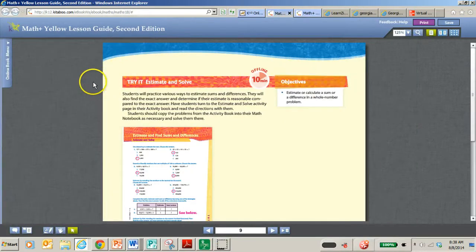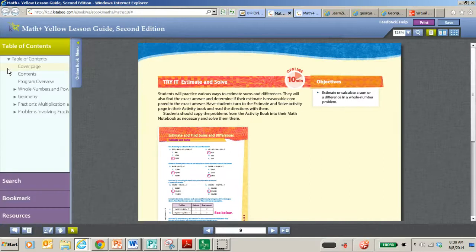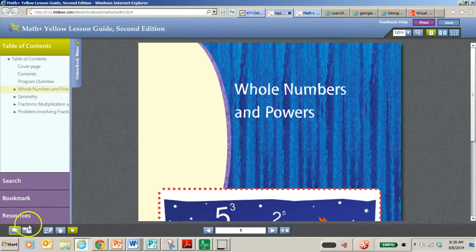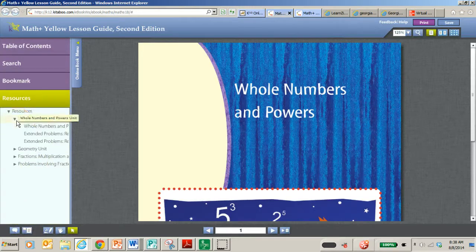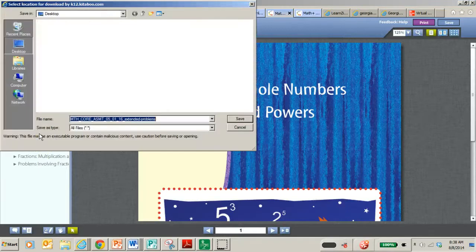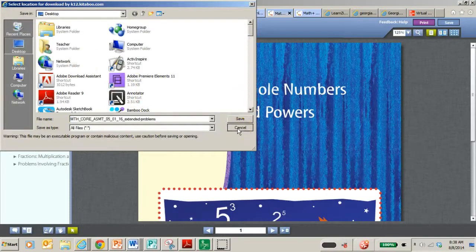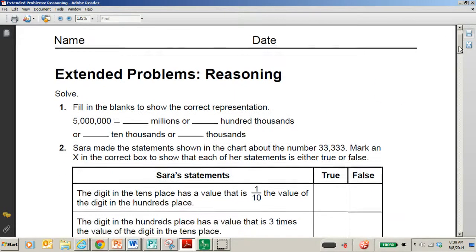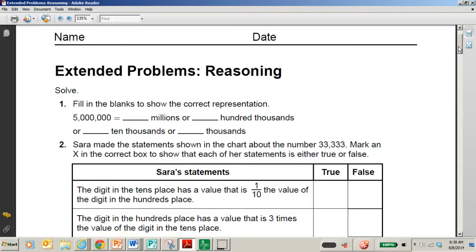And like I said in the other video, this little tab is closed until you open it up. The very end of every unit ends with an enrichment or extended problem solving, and you will find that activity down here in resources. So I'm going to go to whole numbers and powers, and there's also some other printable resources. But if you go to the extended problems, you'll be able to save that to your desktop or a file on your computer. I already have it saved right here, and you're going to see that this document is probably the most important thing in the entire unit, and it assesses what your child is most likely to see in the end of year assessment.